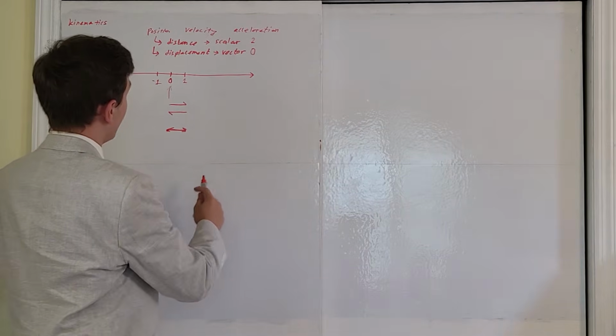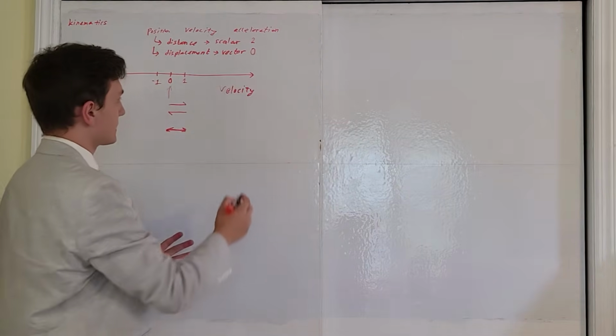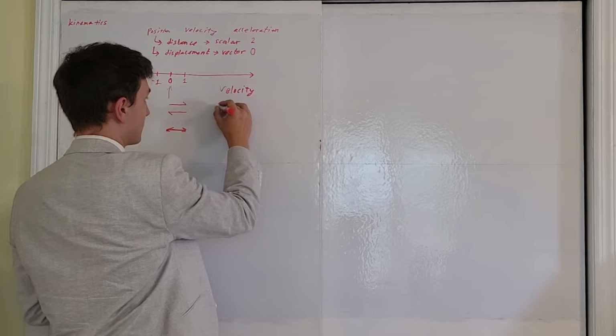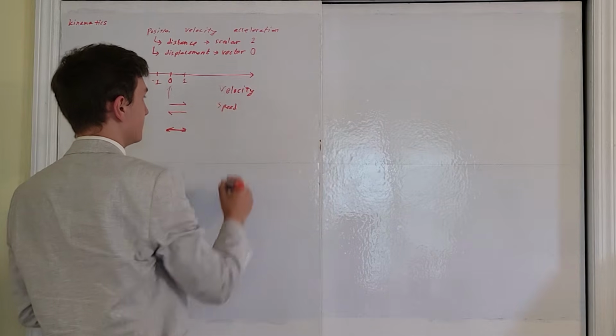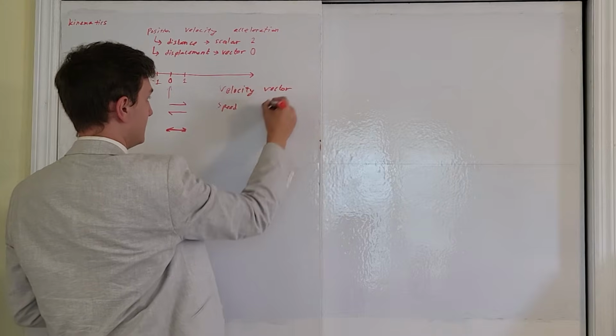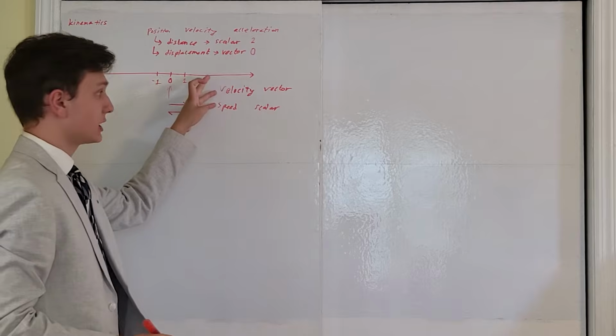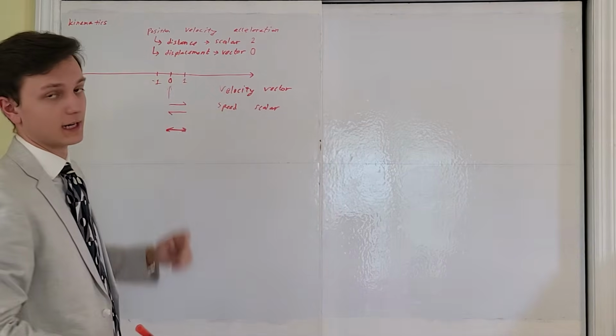Now, you can also have a velocity. Let's rewrite velocity down here. Velocity can be written as velocity or it can be written as speed. Velocity, in this case, being the vector, and speed, in this case, being the scalar. Okay, so these two words are not interchangeable in the same way that these two words are not interchangeable.